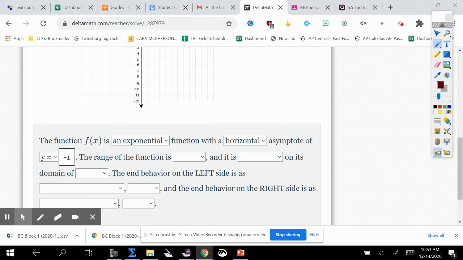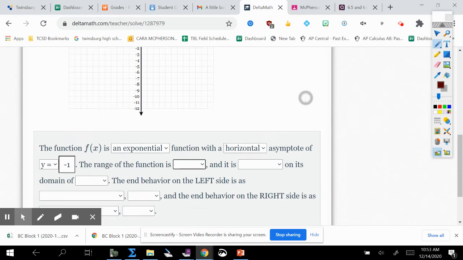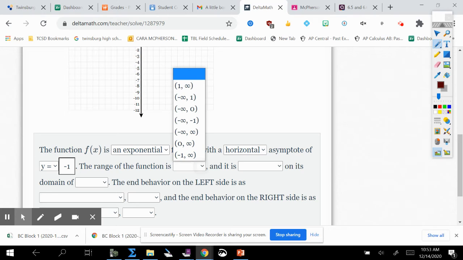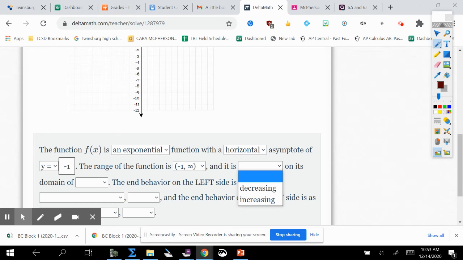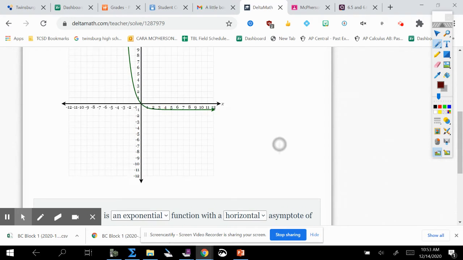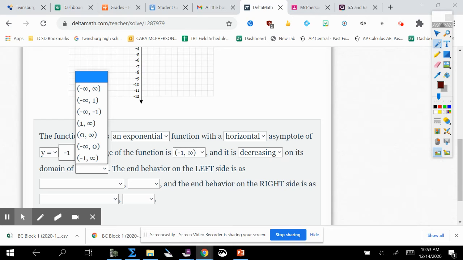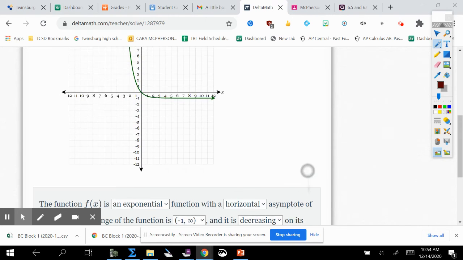Your range is going to be everything above the -1. If you look at the graph, it's everything above the -1. So your range is everything above -1, which is going to be -1 to infinity. And is it increasing or is it decreasing? That's going to be what tells you that it's decay as opposed to growth. And the domain will be all real numbers all the time. On this, it just wants you to do -infinity, infinity. So that's going to be true every single time.